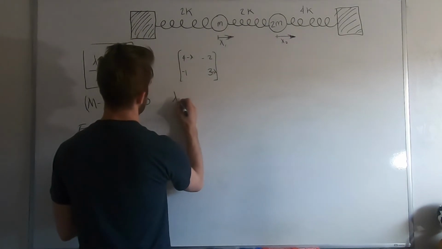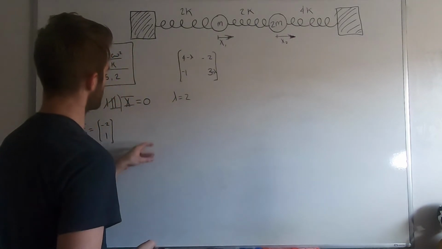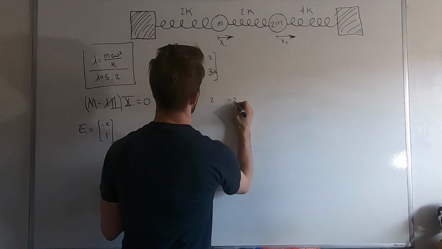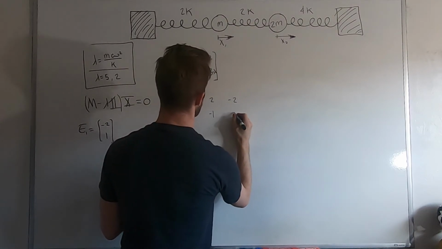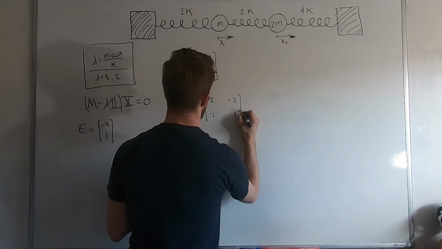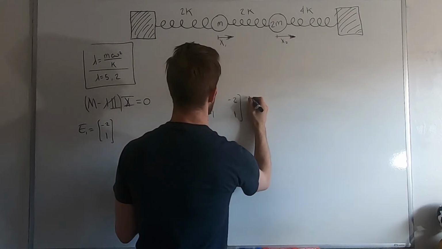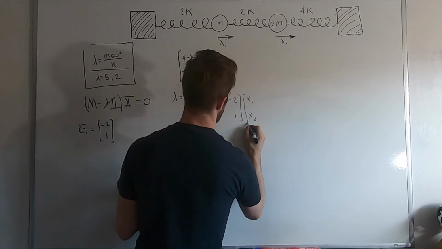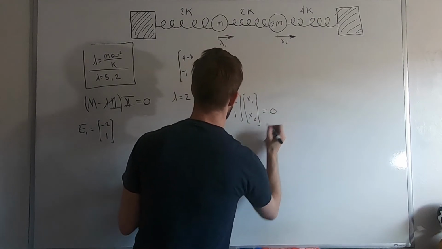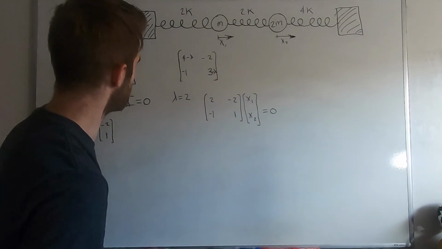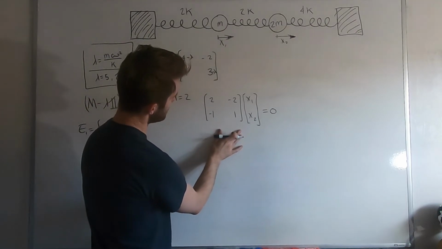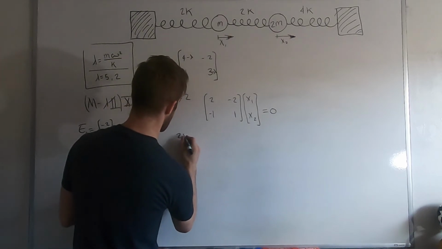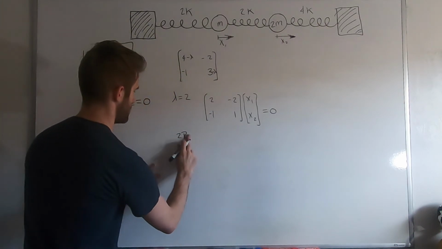So we're going to have lambda is equal to 2, and we're just applying the same rule here. So 4 minus 2, that's going to be 2, -2, -1, 3 minus 2 is 1, and now we basically just need to determine what x1, x2 is. And that's going to be equal to 0. All right, so let's do a little bit of a row reduction. So let's multiply this row by 2.